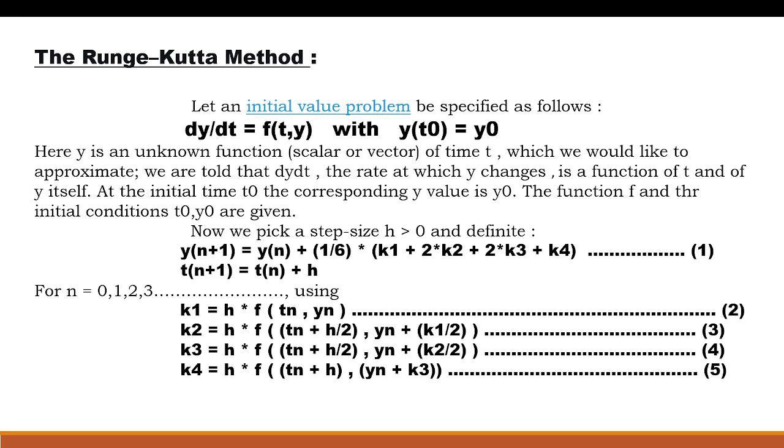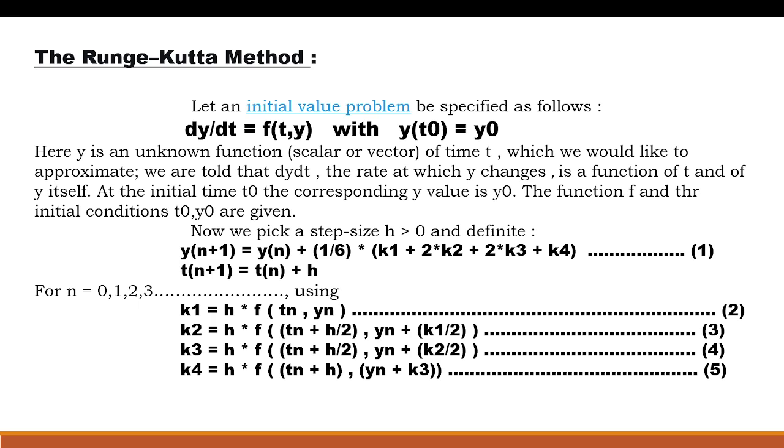Let an initial value problem be specified as follows: dy/dt is equal to a function of t comma y, with the initial value y at the point t equal to t naught being y naught. Here y is an unknown function. It may be a scalar or a vector function of time t, which we would like to approximate. We are told that dy/dt, the rate at which y changes, is a function of t and of y itself. At the initial time t naught, the corresponding y value is y naught.